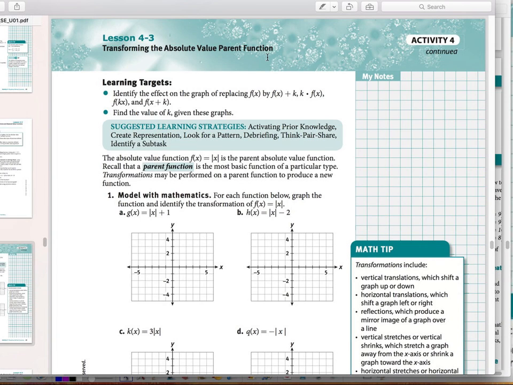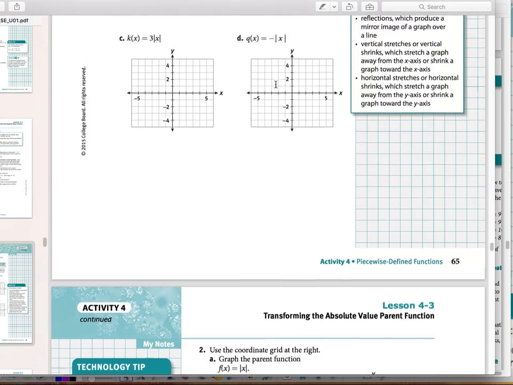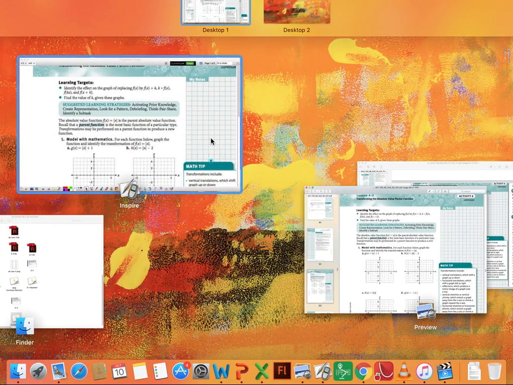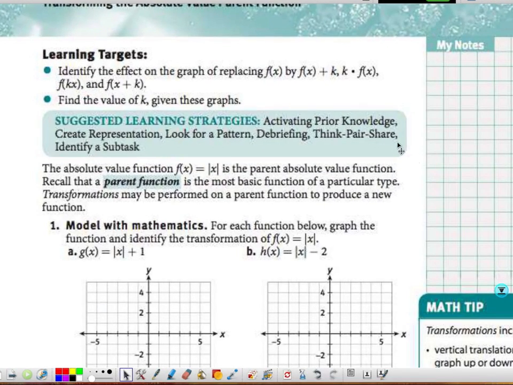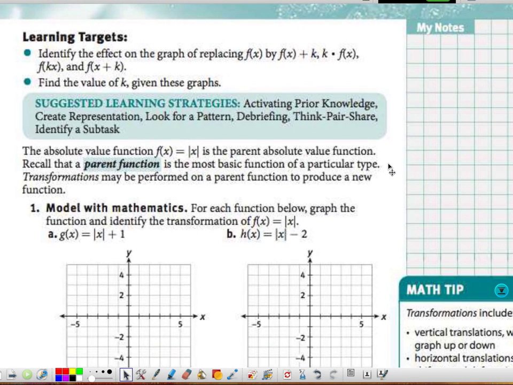Hello, and this video is on lesson 4-3, transforming the absolute value parent function. So this is on page 65. Here the learning targets are to identify the effect on the graph of replacing f of x by f of x plus k, k times f of x, f of k times x, and f of x plus k, and to find the value of k given these graphs.